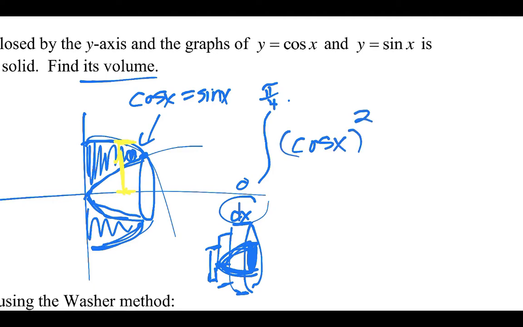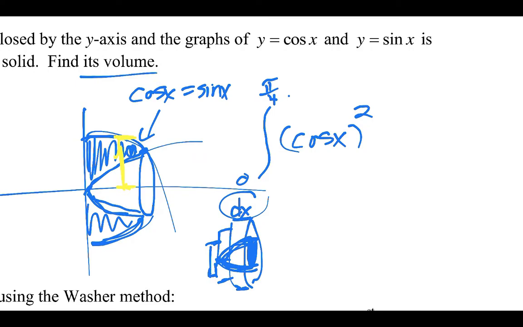Quantity squared is the outer radius squared. And then minus, which means carving out the inside. The inner radius squared is the distance from the axis of rotation to the function that creates the inner part of it, which is sine of x. So sine of x minus 0, technically, is that radius distance. But what we're going to do is just get rid of that 0 for now for cleanliness. And voila, this gets you your volume.